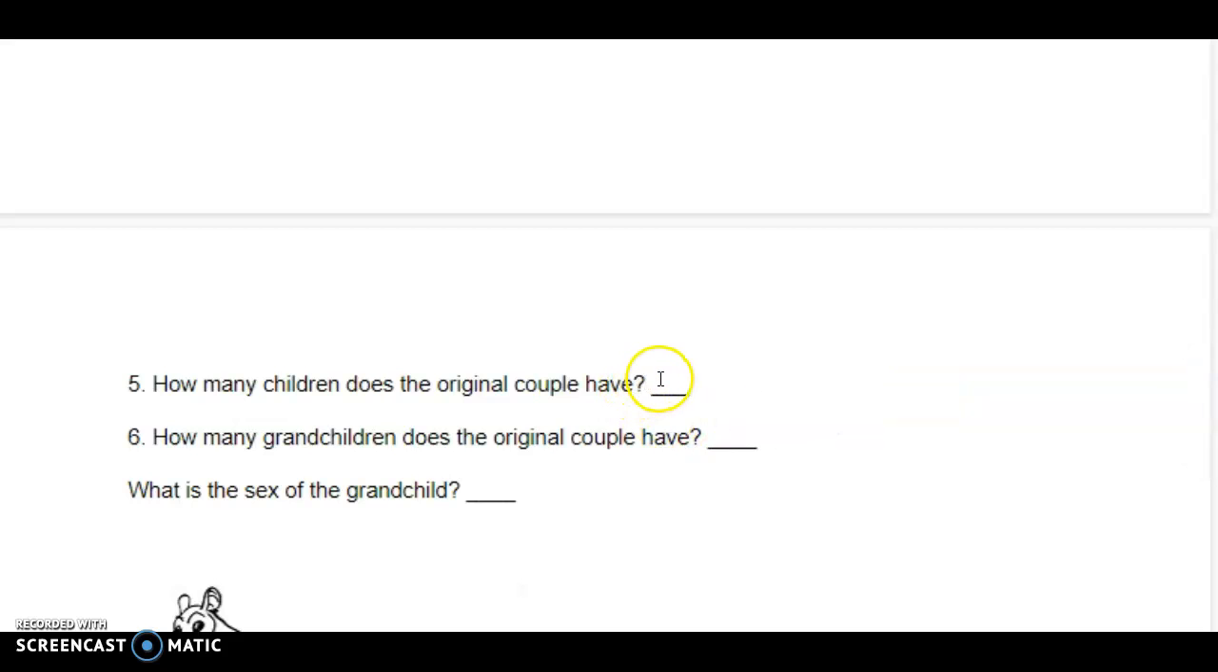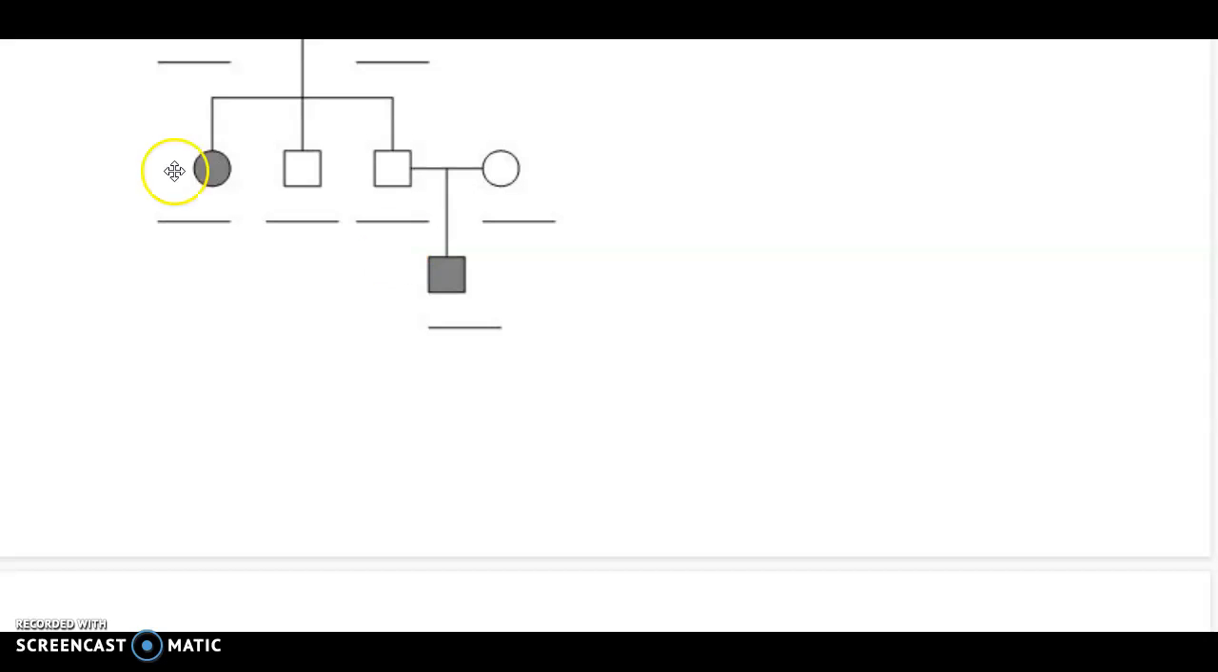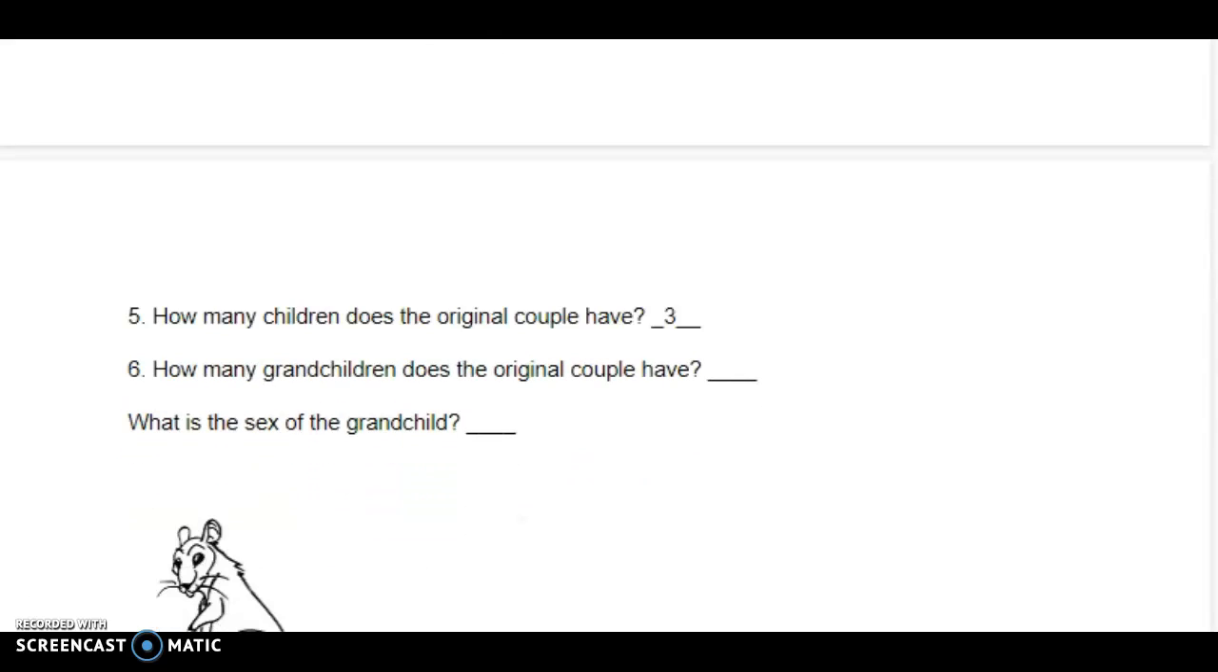How many grandchildren do they have? And then what is the sex of the grandchild? So they had three children. This one got married, so that's a daughter-in-law. And then they have one grandchild. He's a square, so he's a boy. One grandchild who is male.